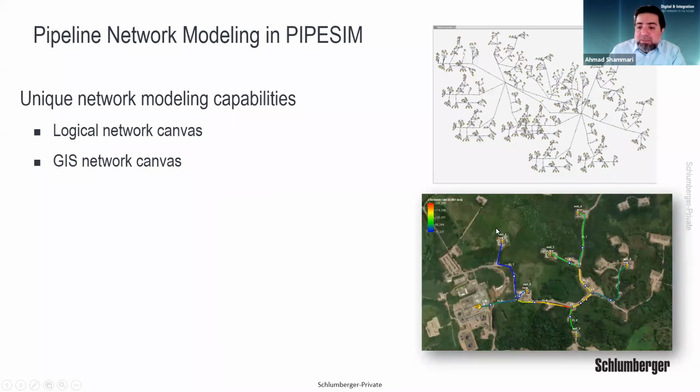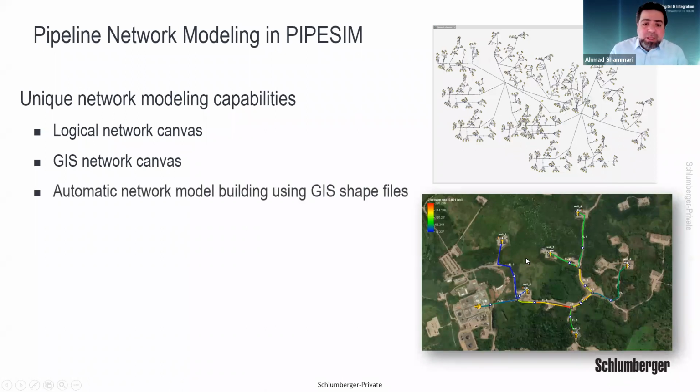So this is another display of the network, okay? And you can switch back and forth between the two canvases, all right? And in the GIS network canvas, you can look into the well locations, you can look into the results gradient, etc. You can have automatic network model building using the GIS shape files.